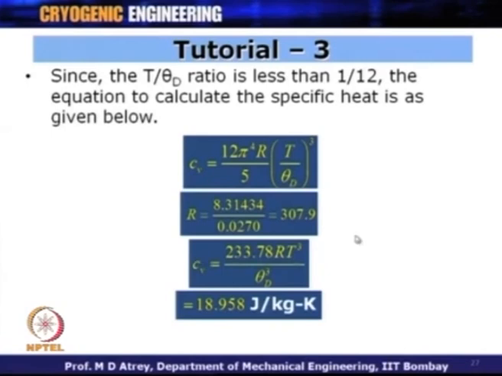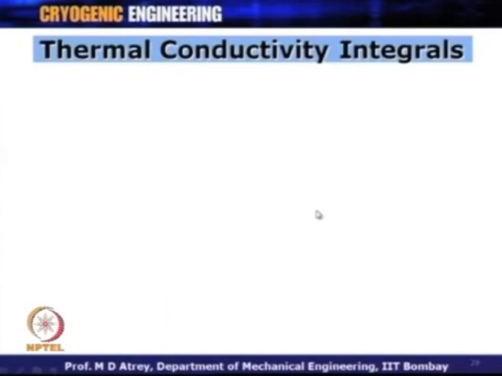We have studied two examples to calculate the specific heat at low temperatures, one for copper, one for aluminum. In one case we refer to the graph, in the other case we have calculated based on an available formula at low temperature. The next tutorial will be on thermal conductivity integrals.